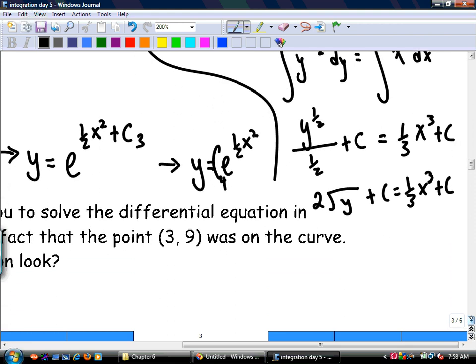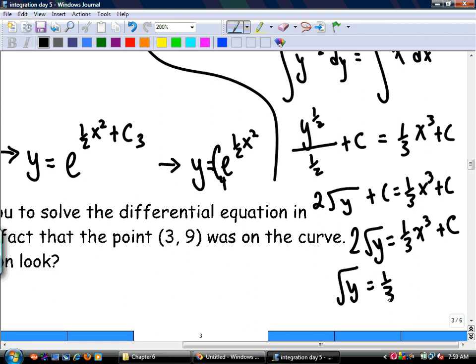Now what? So combine the c's together. Hey, look, c1 plus c2 equals c3. Actually, c1 minus c2 equals c3, but who cares? They're just all constants. So you have 2 root y equals 1/3 x cubed plus c. Divide both sides by 2. Root y equals 1/6 x cubed plus c.